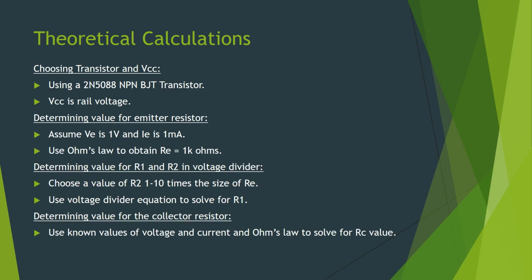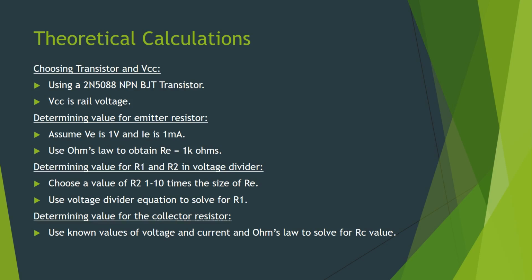Next is R1 and R2, which are the voltage divider biasing network, which goes to the base of the transistor. R1 is the upper one, and R2 is the one that is connected to ground. So first we choose R2 between 1 and 10 times RE. In this case I've chosen 5.5K.